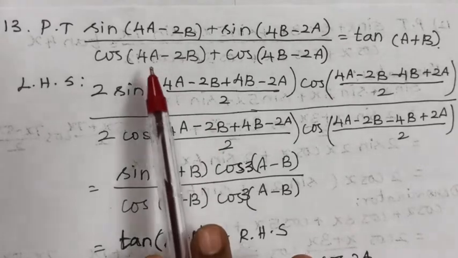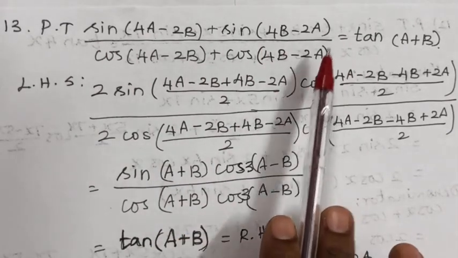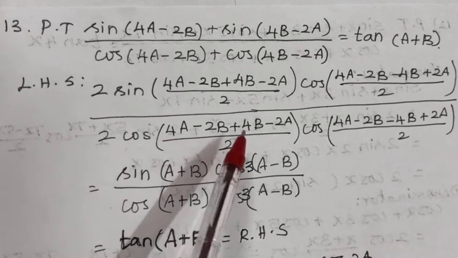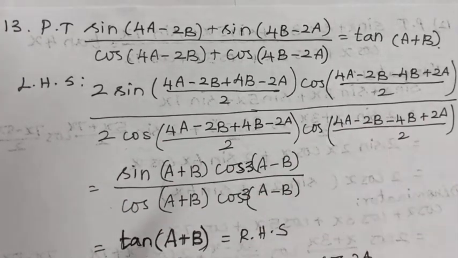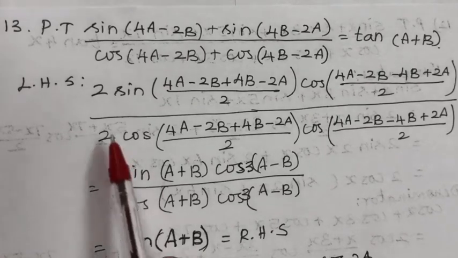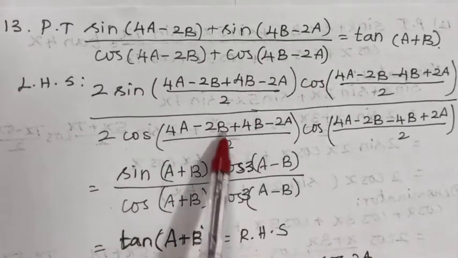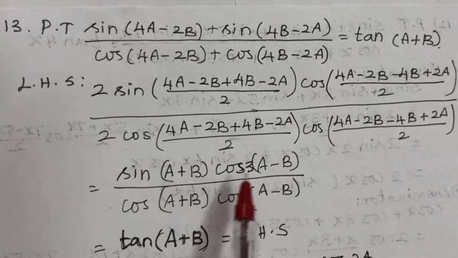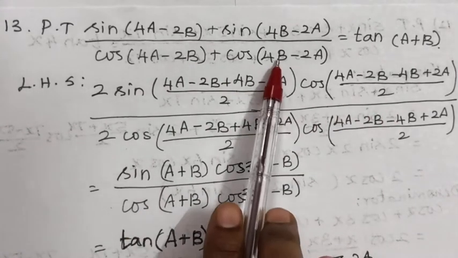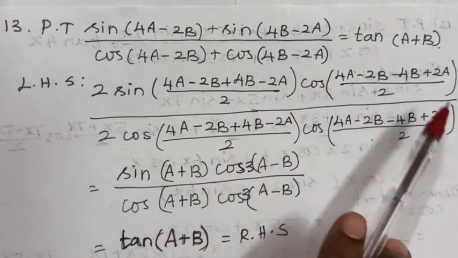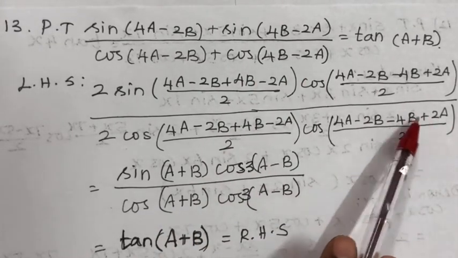Similarly, in the denominator also, cos c plus cos d. Okay, so 2 cos (c plus d) by 2 cos (c minus d) by 2. So c plus d is 4a minus 2b plus 4b minus 2a divided by 2, cos of 4a minus 2b minus 4b plus 2a divided by 2. So here minus into minus will become plus.